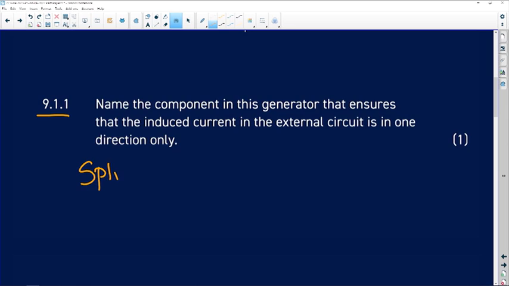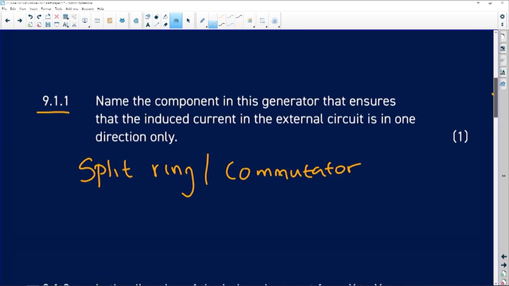We have split rings and slip rings, so don't confuse the two. We have a split ring here. They also call it a commutator. So if you say split ring, in fact, if you say split ring or commutator, you still get the same mark in the exam. All right.